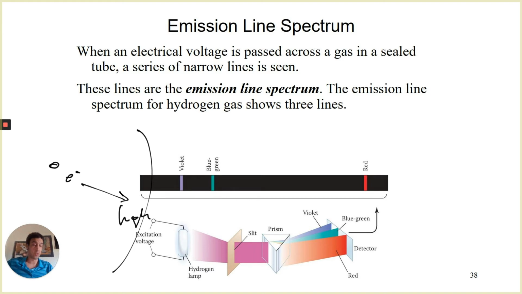And as it relaxes back down, that's now dropping to a lower energy state. It was able to jump up because of the 20,000 volts. When it goes back down, where did all that energy go?